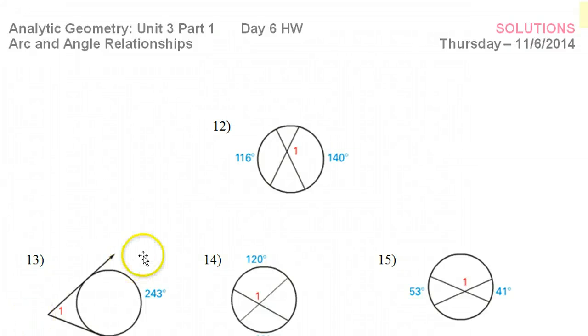Alright, this is part 2 of our lesson on arc and angle relationships. In this video, we're going to focus on solving problems like number 12 here, where we have an angle that is inside the circle and intercepting two arcs. And there's going to be a formula for that. That's what we're going to focus on the most.